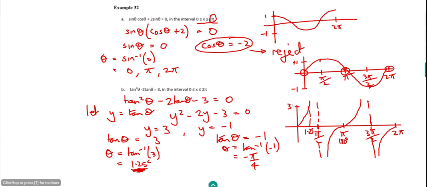And because the tan graph repeats over pi radians, if we add pi to that 1.25, pi being 3.14, we'll get the next solution, which is there, which is 4.39. So the other solution from that one, in the range that we're interested in, is 4.39. And we can see that if we carried on, we'd be outside of this range, beyond 2 pi. So those are the solutions given by tan theta equals 3.